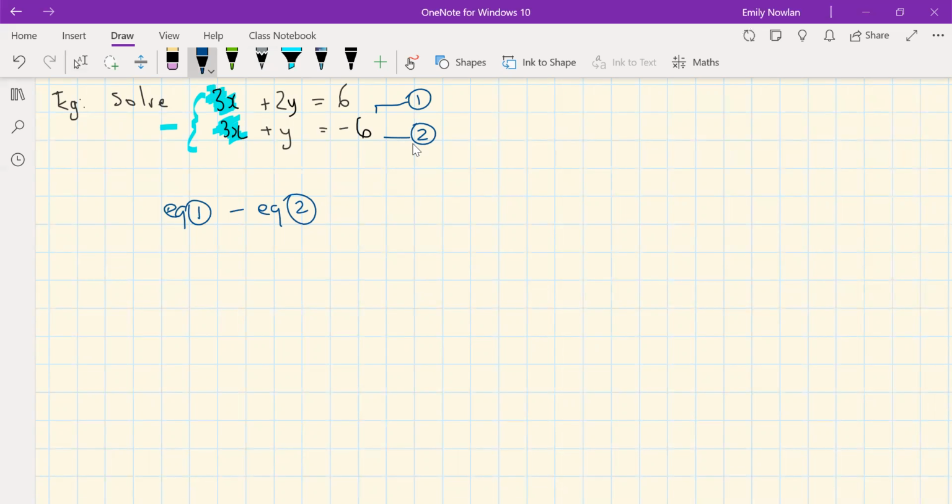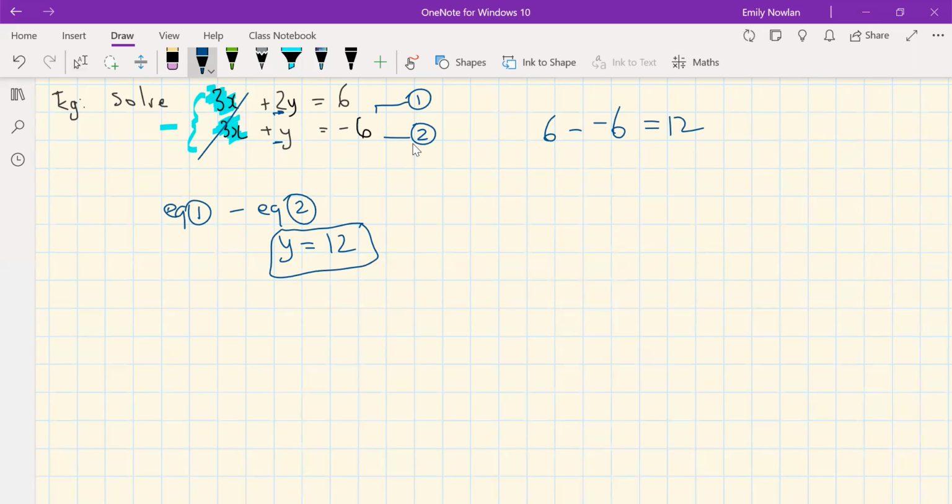So 3x minus 3x goes. That's the whole reason we do it. Gone. 2y minus another y is just y. So y is equal to 6 minus minus 6. Watch that double negative. It gets people into trouble. It's plussing. So y equals 12.